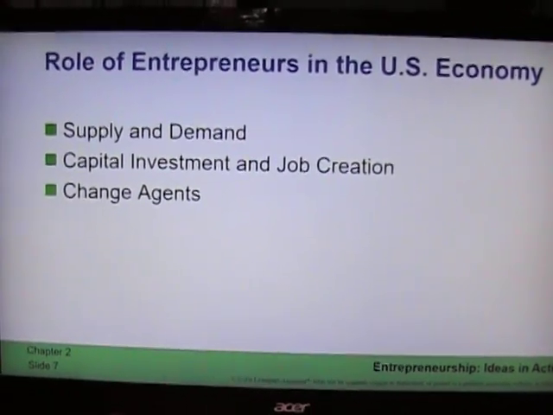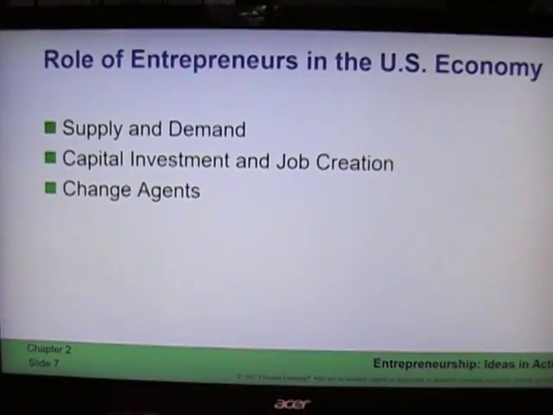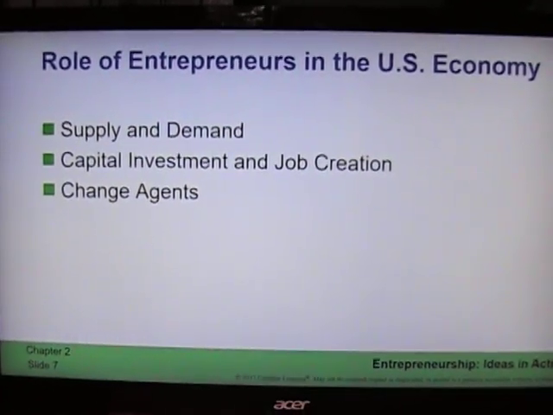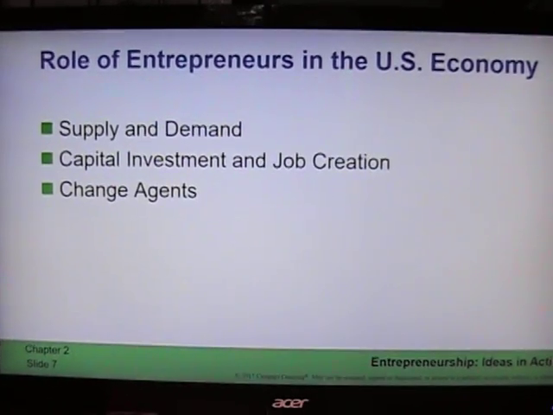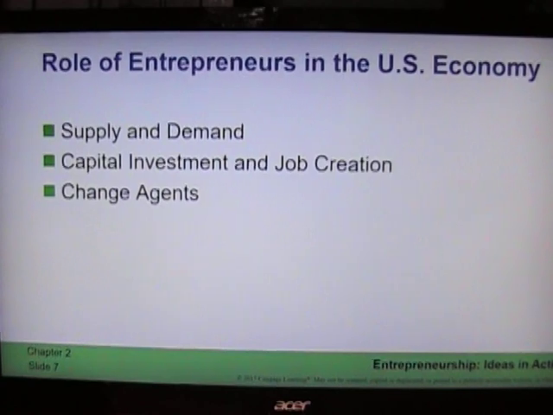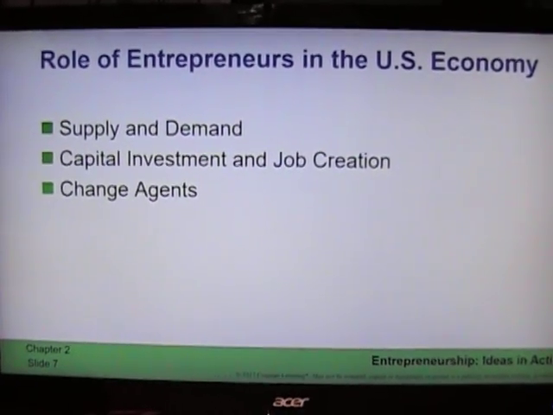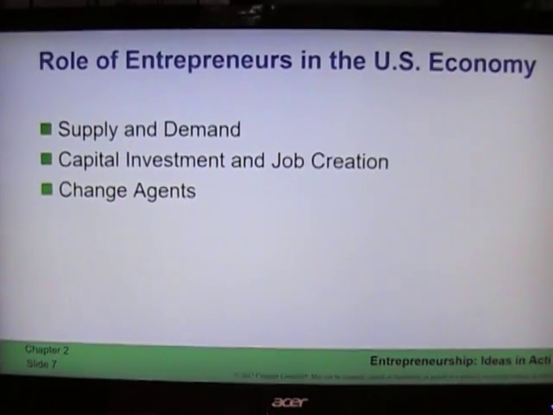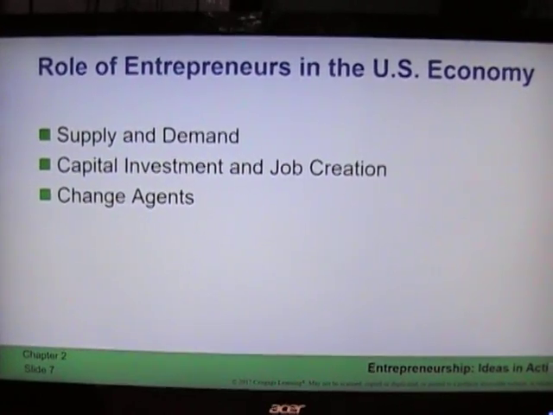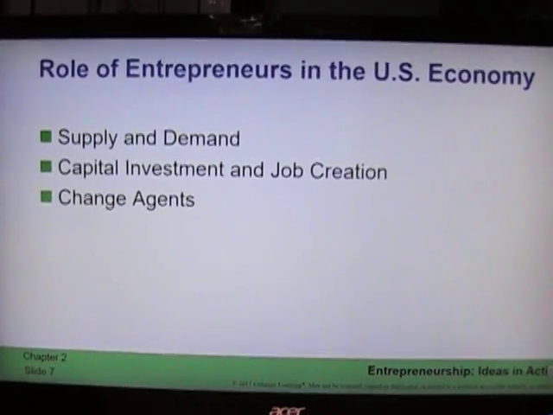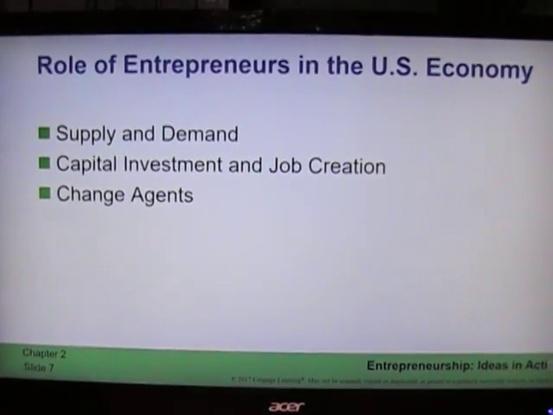Now, the role of the entrepreneur. We're going to talk about supply and demand. As a business owner, entrepreneurs play an important role in supplying goods and services. They continually look for unmet needs or better ways to satisfy the customer's needs and wants. Capital investments: entrepreneurs need money to finance their business. Sometimes they use their own money, other times they look for investors or lenders to supply the money that they need. And as a change agent, many entrepreneurs create products that change the way people live and conduct business.